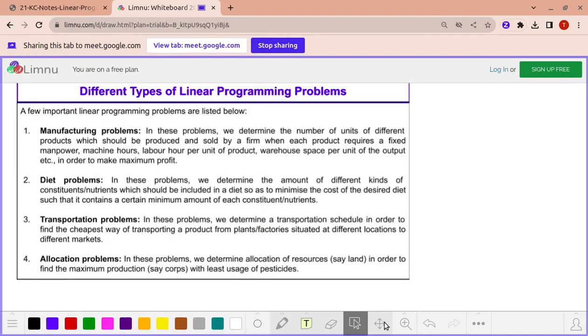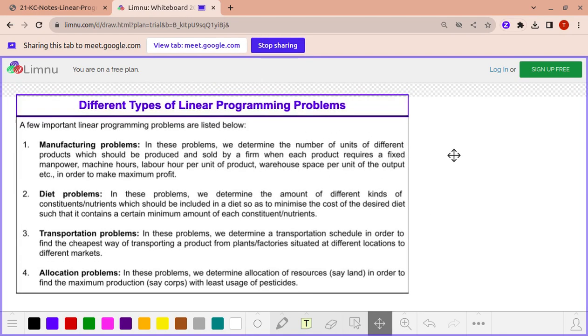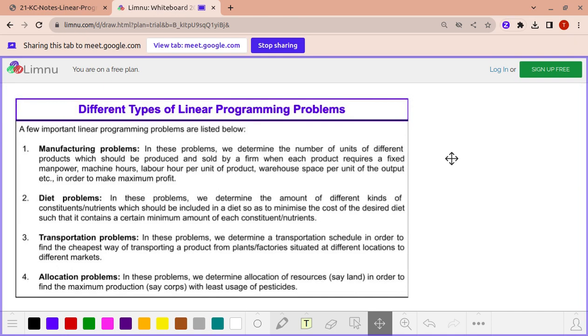Today we are going to have our third session on linear programming problems. Now before I start, could you please confirm that you are able to hear my voice very clearly and able to view the screen properly, dear students? Yes. Okay, great.